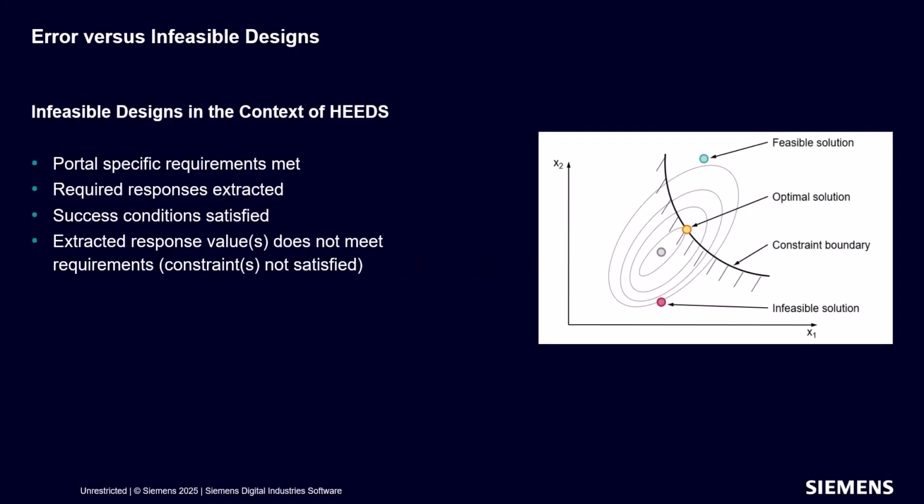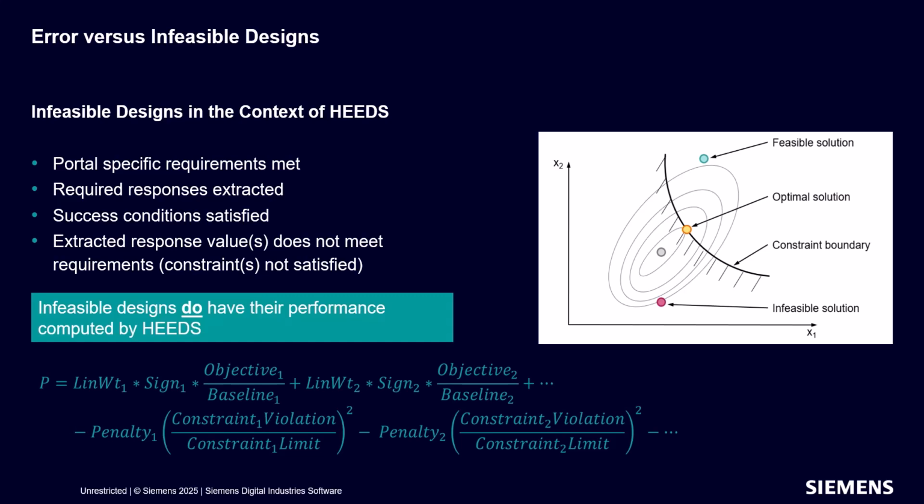In the context of HEEDS, an infeasible design specifically indicates the following has occurred for the given design. The portal-specific requirements were met, the required responses extracted, any success conditions passed, and the extracted response values don't meet the requirements. The latter being the only difference between an infeasible solution and a feasible solution, where the requirements are all met. As such, the performance for infeasible designs is calculated, and the performance metric used to judge that design's performance relative to the other designs evaluated.